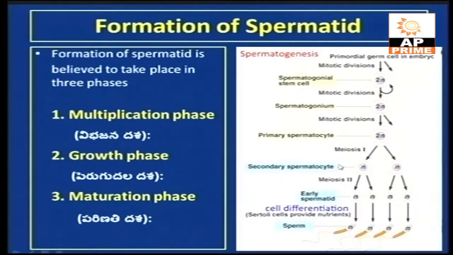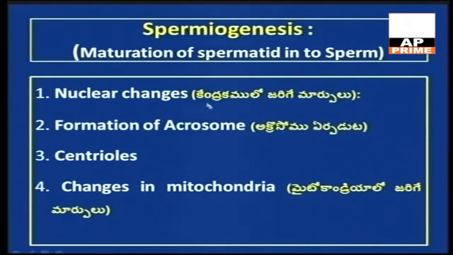And here these spermatid cells are inactive cells. They are unable to move from the seminiferous tubules to other places. So they are differentiated into spermatozoa. This process is called spermiogenesis. That is also known as maturation of spermatid into sperm.